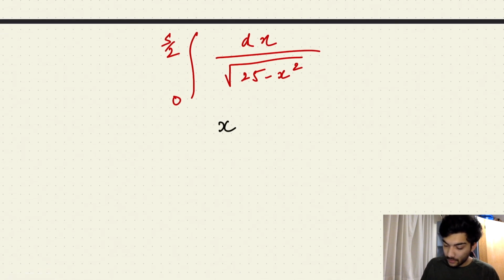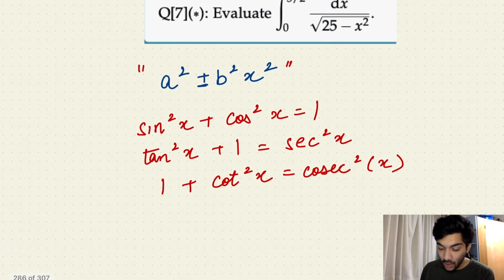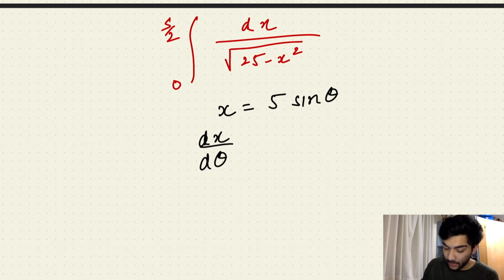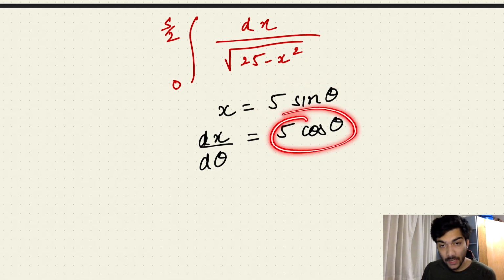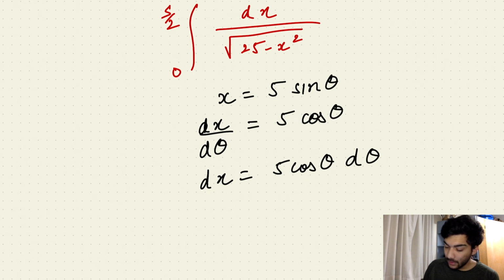So we will assume our x to be 5 sine theta in this case, and we took our x to be 5 sine theta because we saw a pattern of 1 minus sine square x being cos square x. So if we take our x to be 5 sine theta, we'll have to take the derivative of x with respect to theta as well because we are doing substitution. If we take the derivative of this expression, it would be 5 times the derivative of sine theta, which is 5 cos theta. And let's shift the dx to the other side. It would be 5 cos theta d theta in this case.